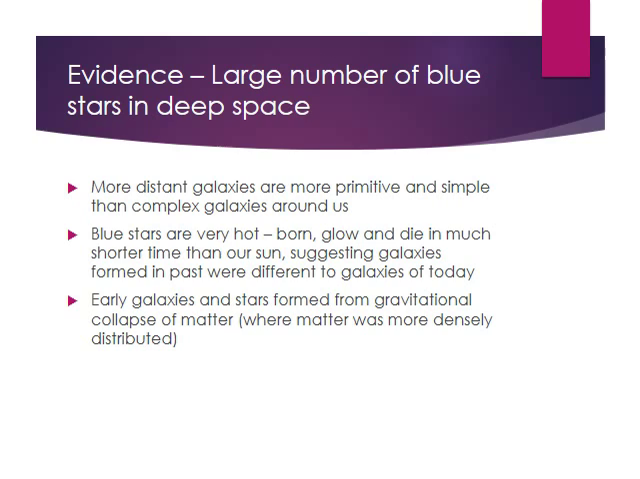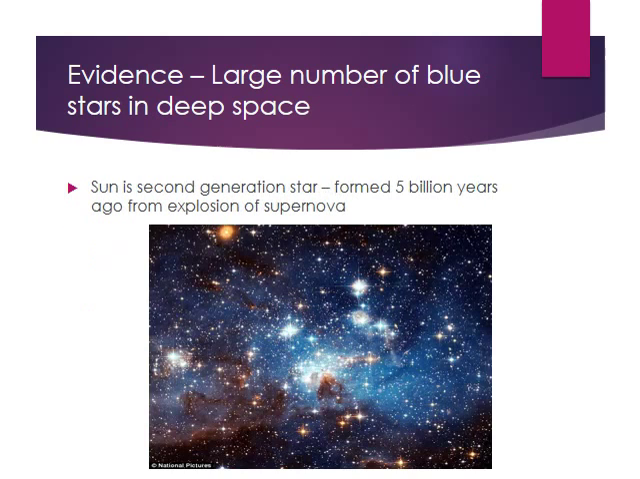Early galaxies and stars formed from gravitational collapse of matter, where matter was more densely distributed. Our Sun is a second-generation star, formed 5 billion years ago from the explosion of a supernova.